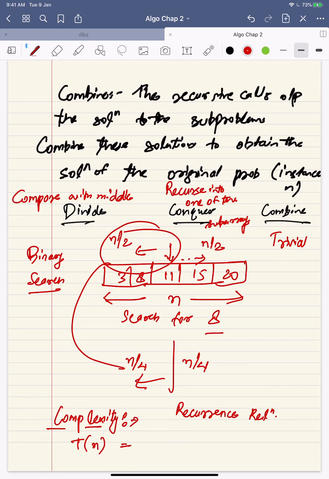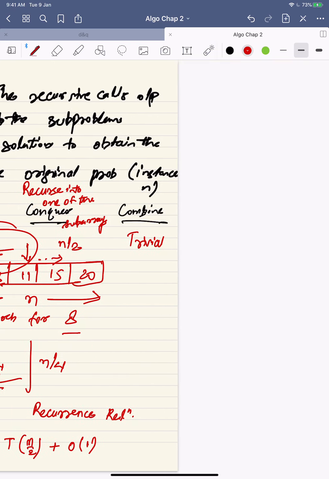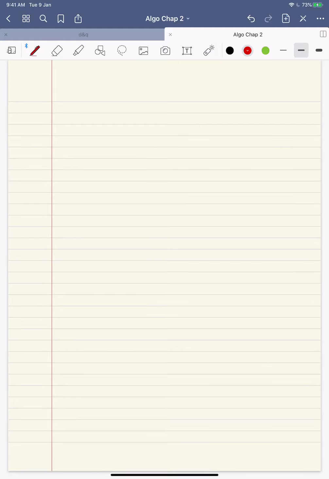Then you get two subarrays, but you go into only one of them. So you are recursing into a subarray of size n by 2. So that is T(n by 2), only one of these. You don't go to both subarrays. You only need to go to at most one subarray. T(n) = T(n by 2) + order 1. That is your recurrence relation. Now, how do you solve this? I think you have tried something in your tutorial, but let's just do that for the sake of completeness. So T(n) is T(n by 2) plus order 1.